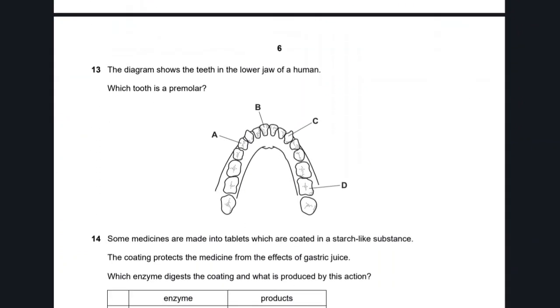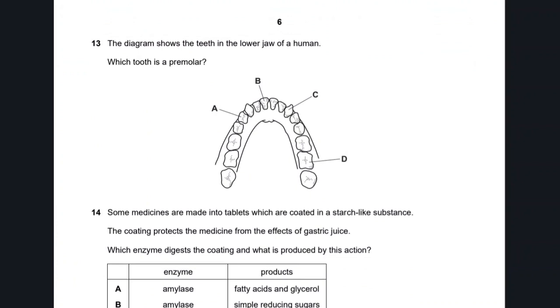Here we have shown the teeth structure. Let's label all. The D is molar, and C canine, and B incisors, and then A is premolar. So what is A? It's premolar.